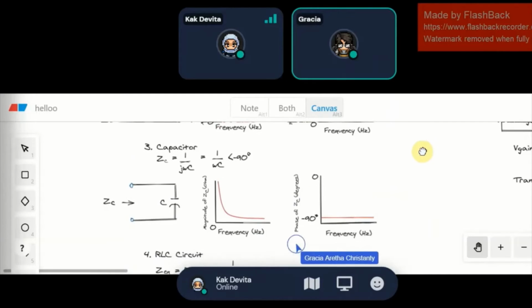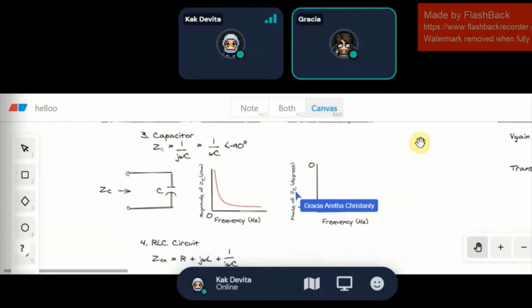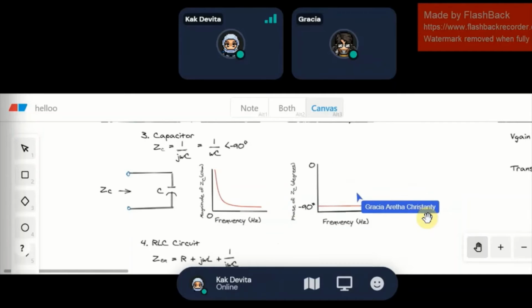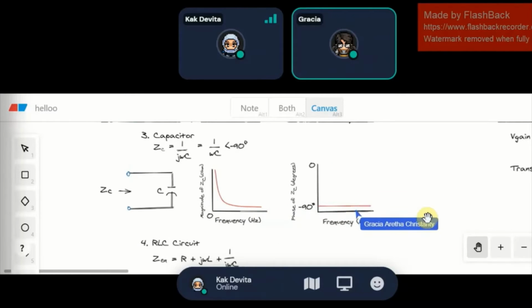The next one is for capacitor. So for capacitor, the equation is 1 divided by j omega C, which equals 1 divided by omega C with a phase angle of minus 90 degrees. So when we sketch the graph, at first it will be very high because at low frequency, the capacitor acts as an open circuit. However, as the frequency goes higher, it will become very low. Therefore, we can say that the magnitude of impedance of a capacitor is inversely proportional to the frequency. And the phase of impedance of a capacitor is constant, at minus 90 degrees.